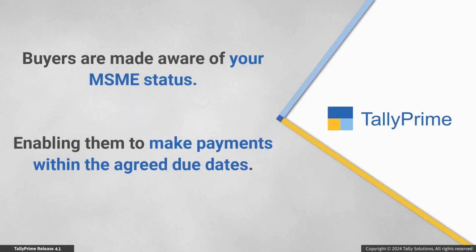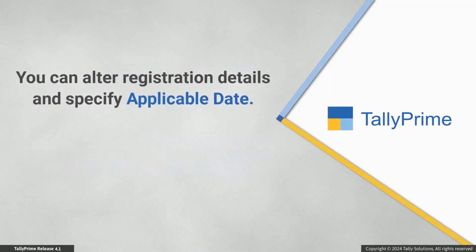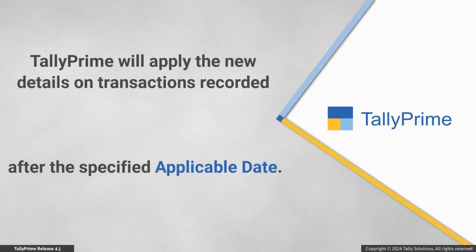By sharing these details, you are making your buyers aware of your MSME status and thus enabling them to make payments within the agreed due dates. TallyPrime not only allows you to specify these details but also alter them when required. In such alteration, you have the provision to specify the applicable date. TallyPrime will apply the new details on transactions recorded after the specified applicable date.